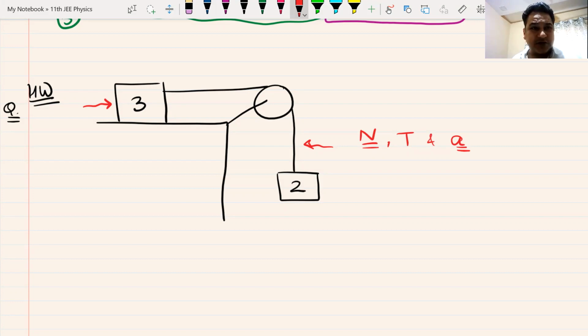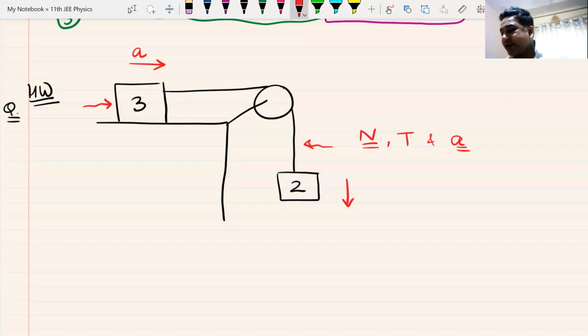How is this system going to move? I think everyone knows it. Can anyone tell me? This block is going to go downwards, and this block is going to go rightwards. Solve this question, try it. We'll look at the solution in the next class.